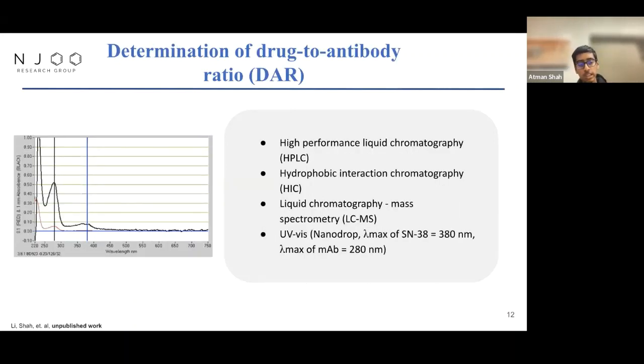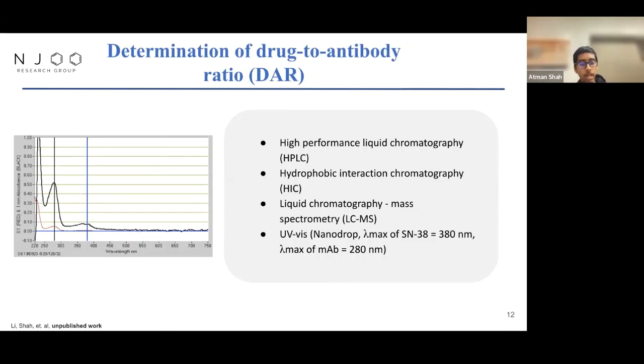And one more metric that we use to characterize our ADCs is something called the DAR, or drug to antibody ratio. So what the DAR essentially does is it gives you an average of how many drugs are attached to each antibody. So this UV-Vis spectra that you see on the left has three main peaks: the peak at 220 on the far left, the peak at 280 on the black line in the middle, and the 380 nanometer peak at the blue line. The 380 nanometer peak represents the chromophore on SN38, our drug, and 280 and 220 are absorbance spectra caused by tryptophans and tyrosines in our antibody.